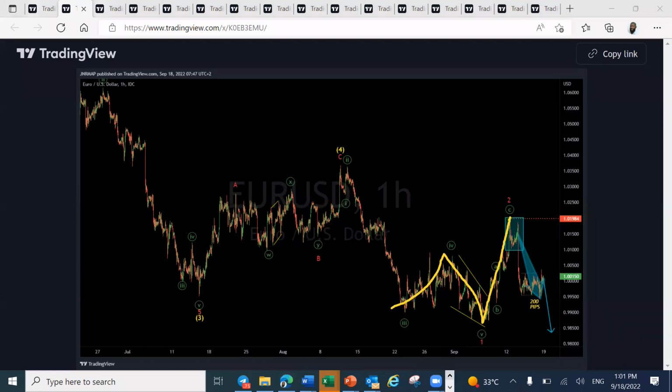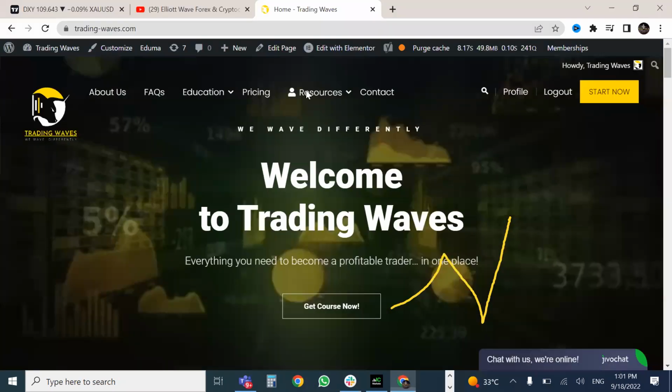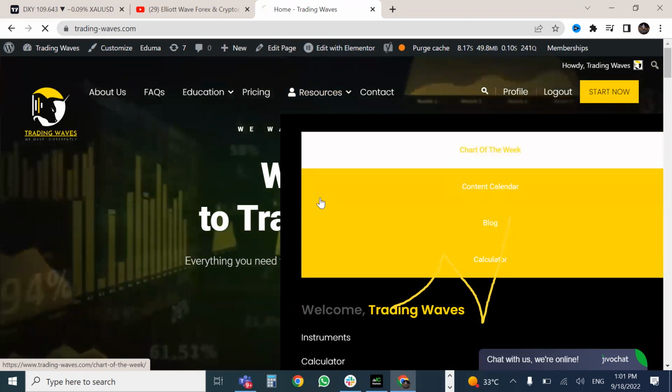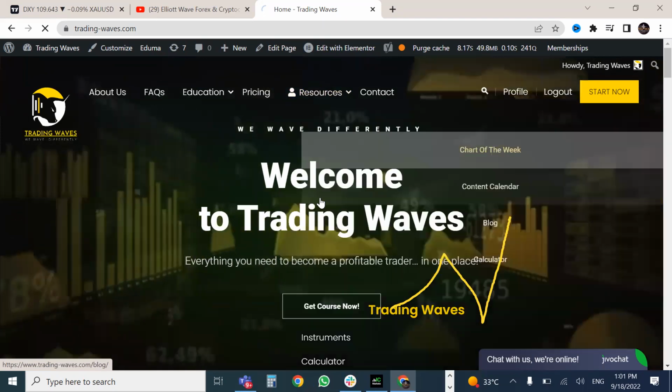So if I can just go back to our chart of the week here. Right, so our chart of the week, you can access it on our website. This is the chart of the week. It is for free. Anybody can have this chart. If you had visited our website, you would have gotten this chart.